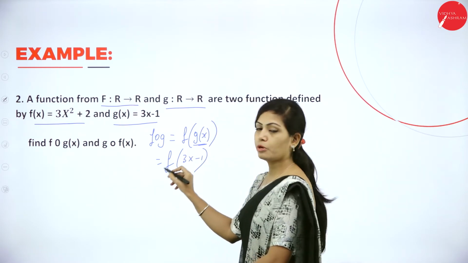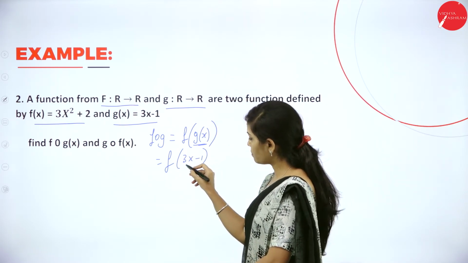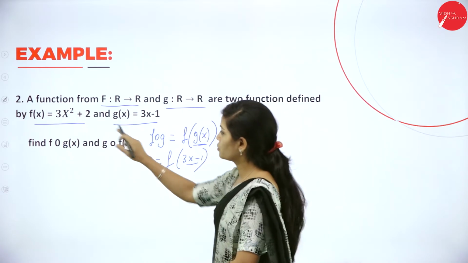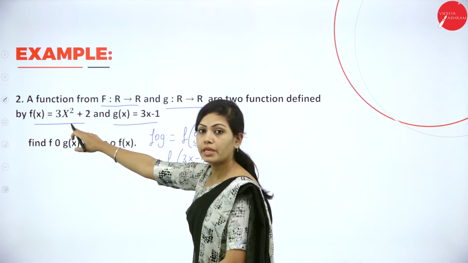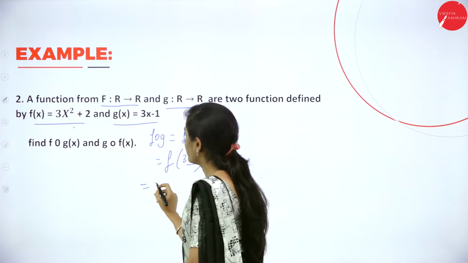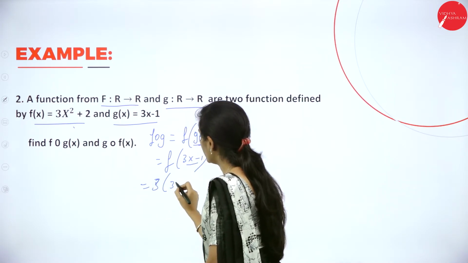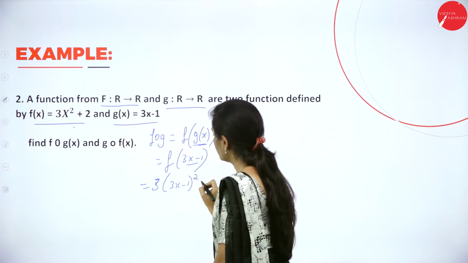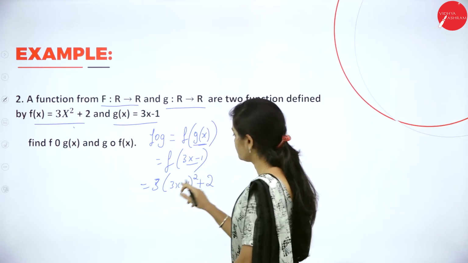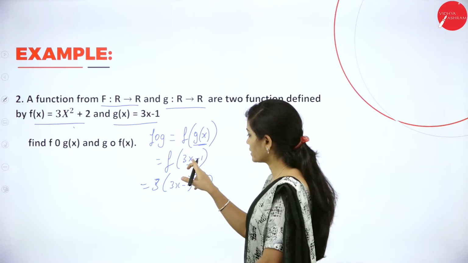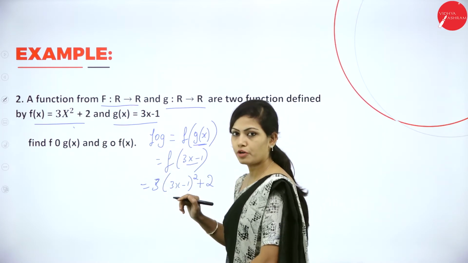So this is in the form of f of x. Replace x by 3x minus 1. So in place of x I will put 3x minus 1. So f of x means 3 into x square, so 3 times (3x minus 1) whole square plus 2. So we have substituted this x value into the equation f of x.